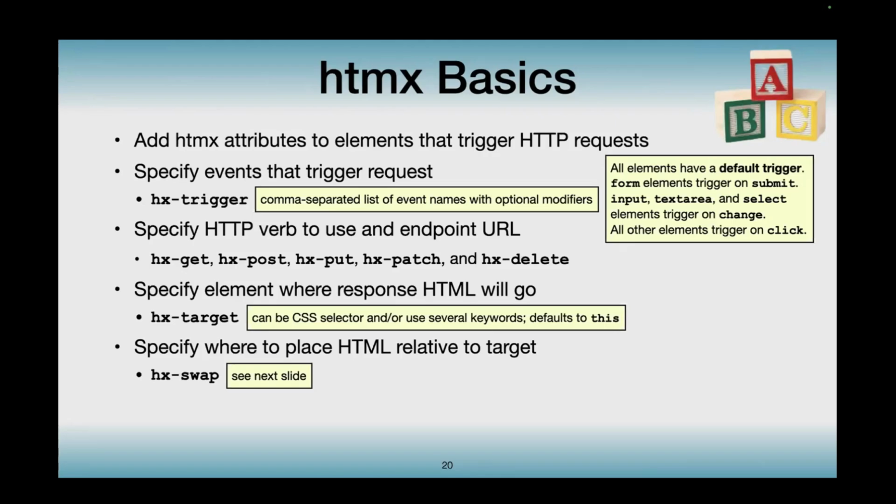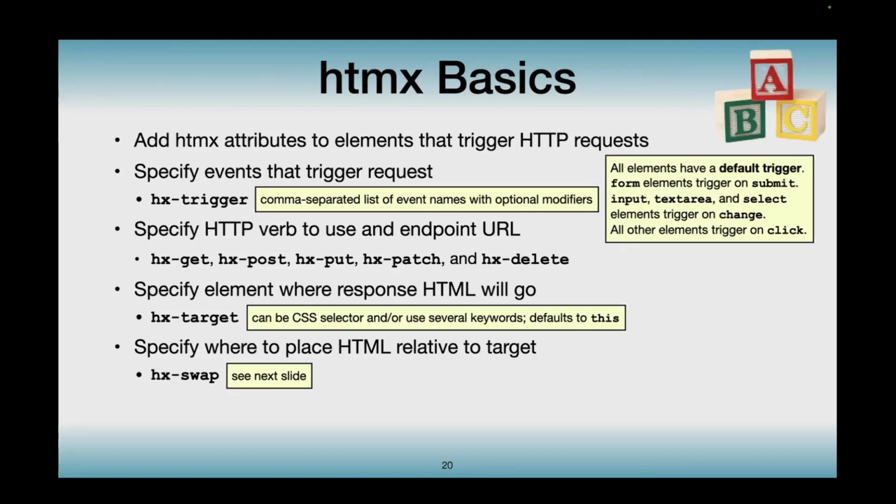So the first is, what is it that the user does to this element that triggers it to do something? And there are good defaults for all the elements. You see that in the box over on the right. Form elements are triggered when the user submits the form. Input, text area and select elements are triggered when their value is changed. And everything else is triggered by default just by clicking it. And that includes the button example that we saw earlier. But we're going to see some examples coming up where we want triggers other than those.